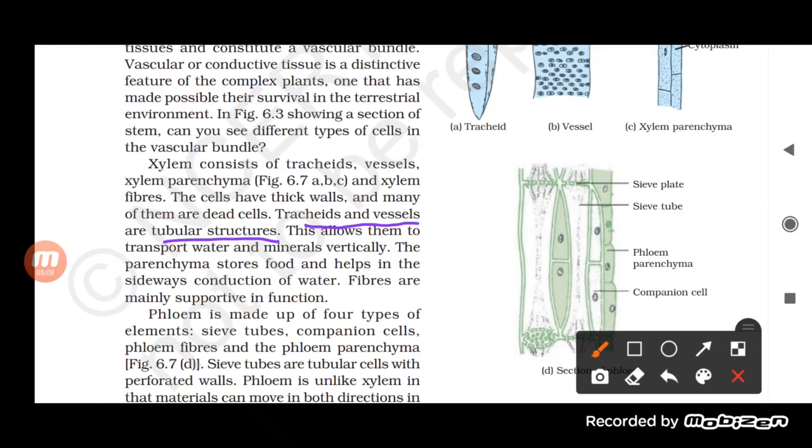Also, it allows the transport of the water and mineral vertically. Yes, the movement of the water and the movement of the mineral take place with the help of this tube-like structure only, which we call the trachea and vessel.